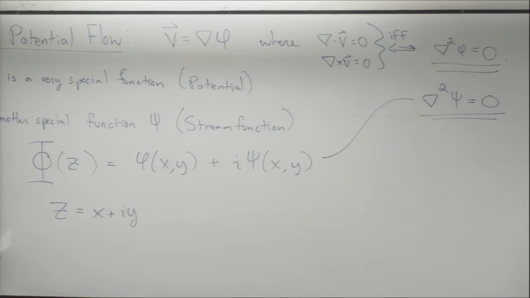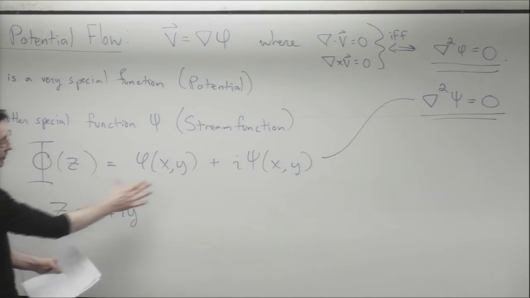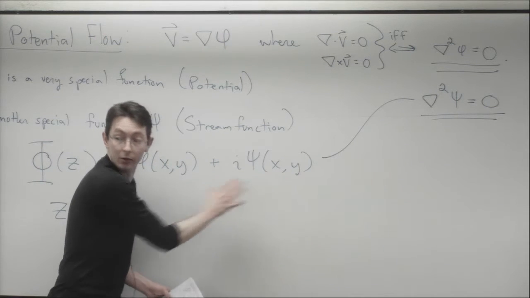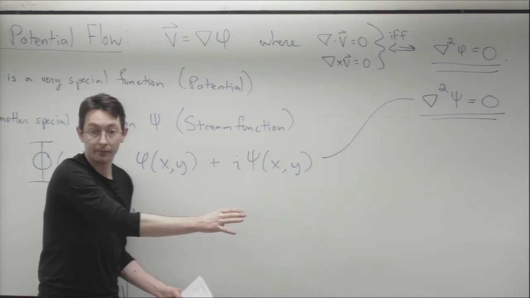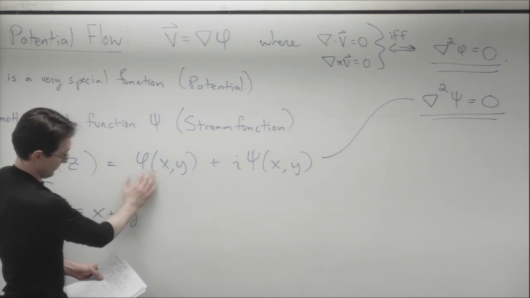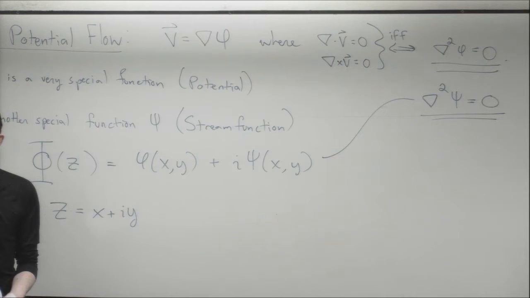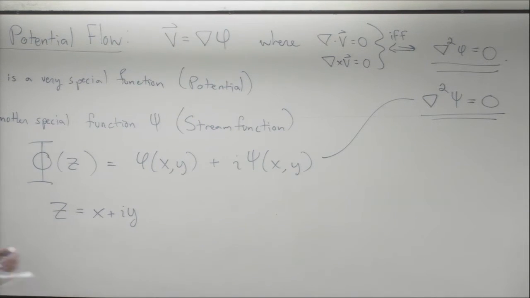So what we're going to be looking at here are complex functions of a complex variable. And we're going to split that function up into its real part and its imaginary part. And each of those are their own spatial scalar functions. And these potentials and stream functions are going to be really useful for telling us what the vector field looks like for physical systems. Okay? So let's start with an example.